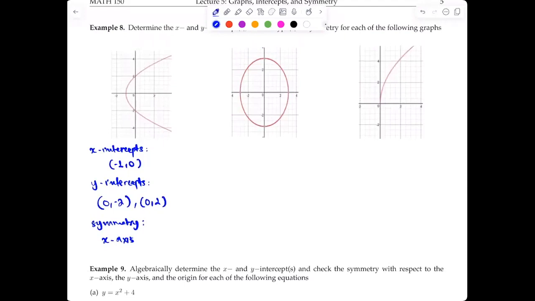Okay. So the next one, for x-intercepts, including negative 3, 0 and 3, 0. For y-intercepts, you have 0, negative 3 and 0, positive 3.